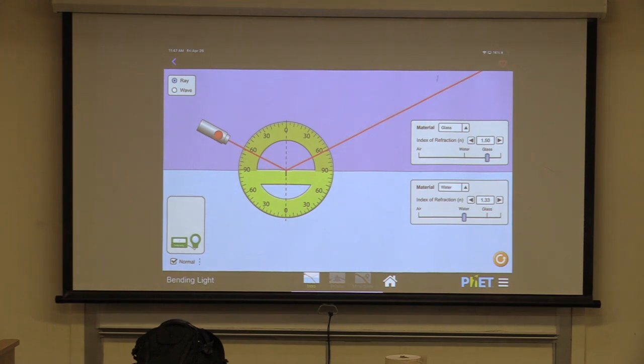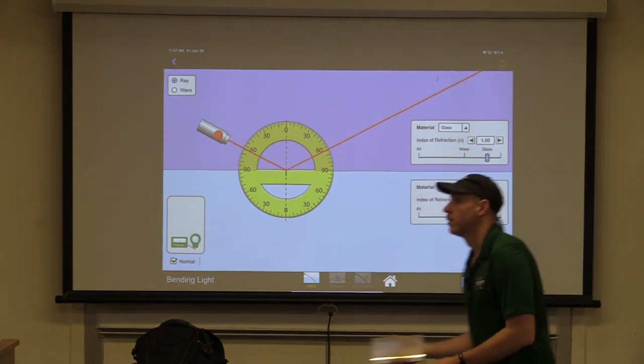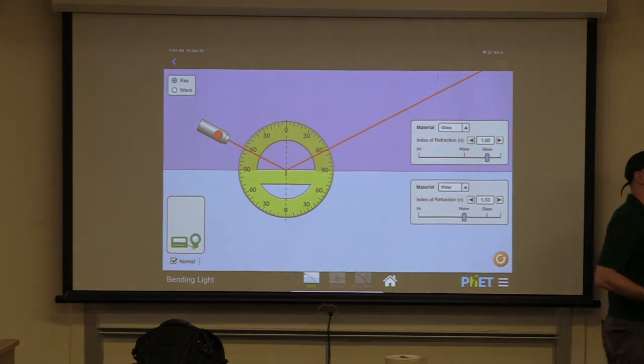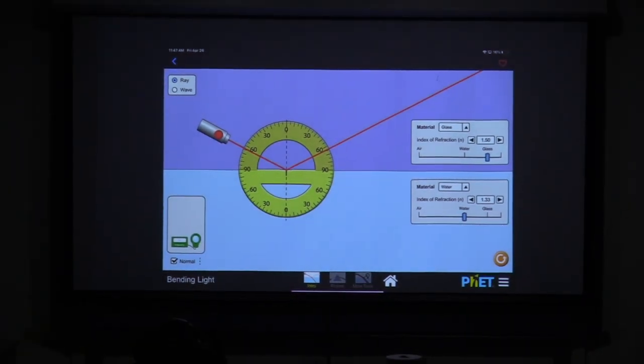The critical angle is the angle at which you reach total internal reflection. None of the light gets out. It's bright enough you can see just fine.